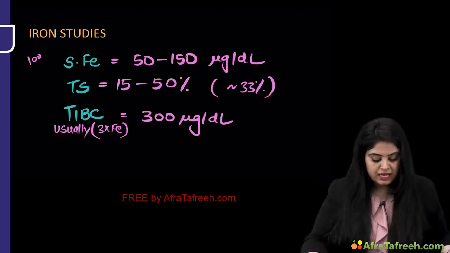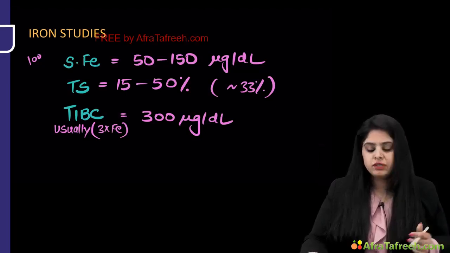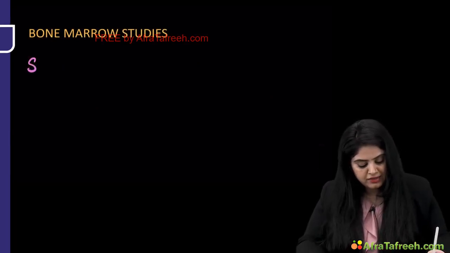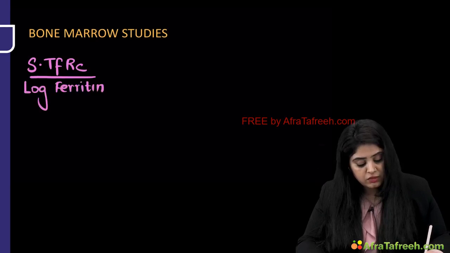Okay, moving on. Many students ask me what is better, what is not. So nowadays, they are saying that there is something known as a serum transferrin receptor divided by log of ferritin. This is something that they are trying to calculate.